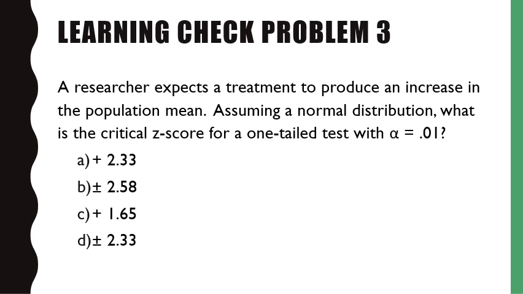Learning check problem 3. A researcher expects a treatment to produce an increase in the population mean. Assuming a normal distribution, what is the critical z-score for a one-tail test with alpha equal 0.01? Again, you're going to look up a p-value of 0.01 because it's a one-tail test, and you're going to find a z-score equal to 2.33, and that will be your critical z-score.